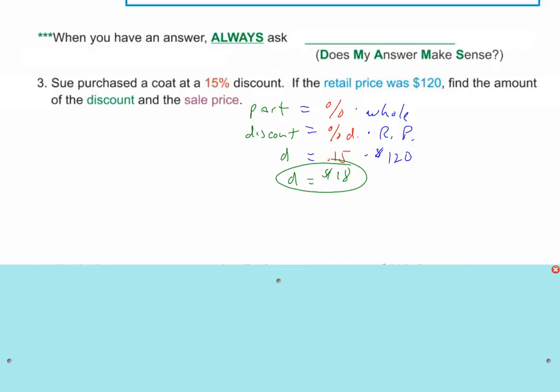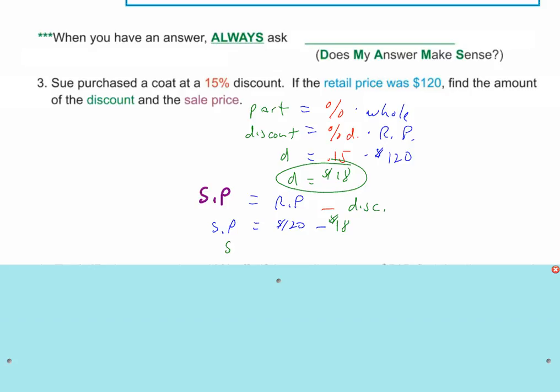Now, the last thing is to get the sale price. And again, I put the formula, but most of us should know that the sale price will equal the retail price minus the discount, right? So our retail price, again, is the $120, correct? Our discount we just found was the $18. Could we find the sale price without finding the discount? And the answer is no. So again, your sale price, the 120 minus the 18.